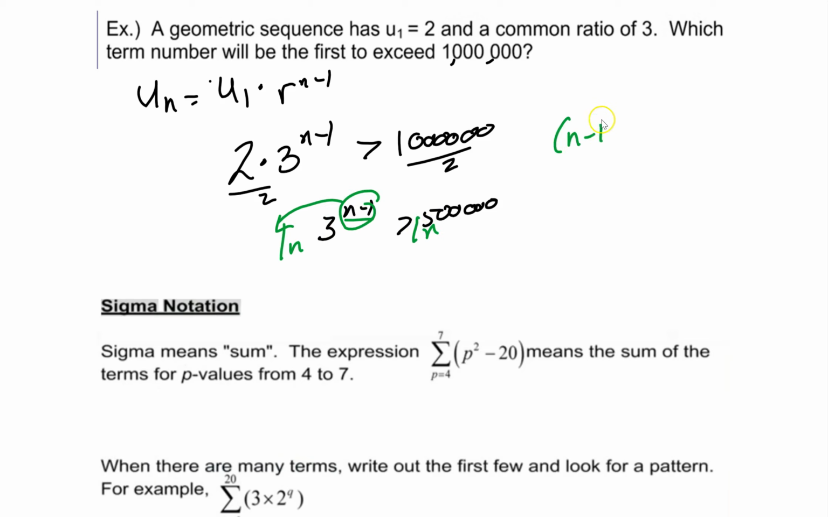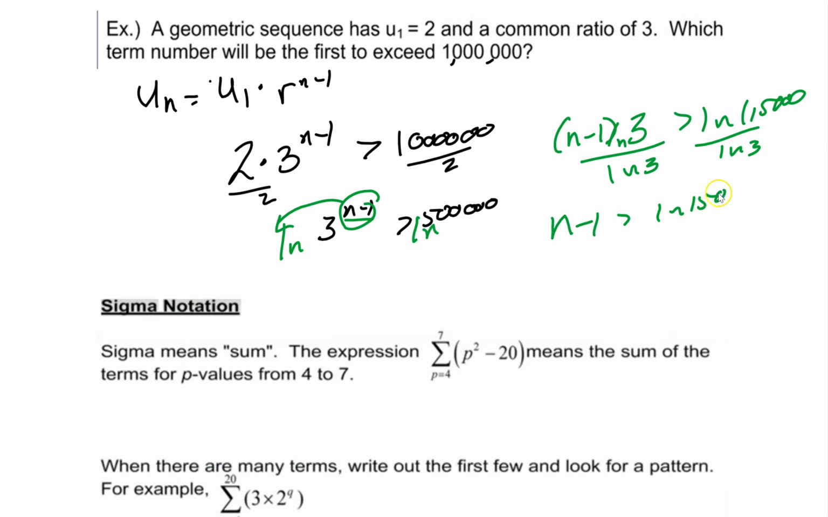So n minus 1 times natural log of 3 is greater than natural log of 500,000. Oops, forgot the natural log here. Right, now we're going to divide by natural log of 3. So I'm going to get n minus 1 is greater than natural log of 500,000 over natural log of 3.